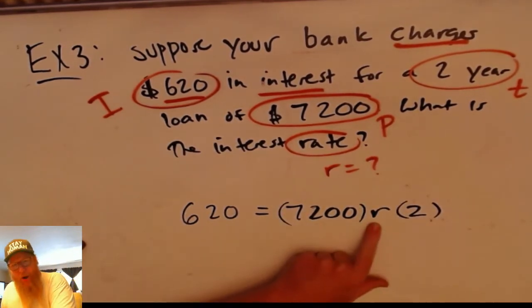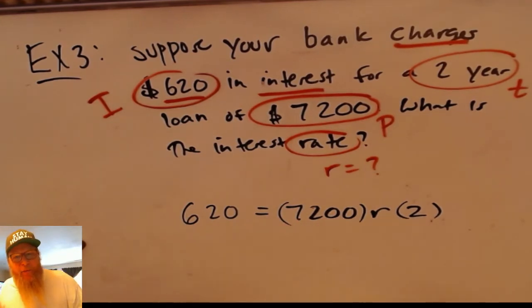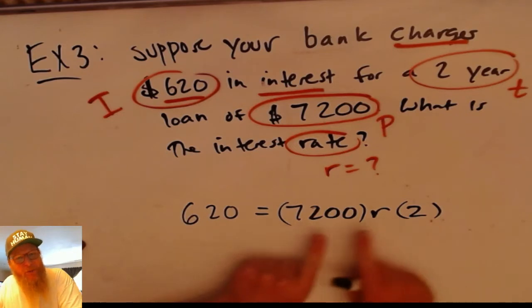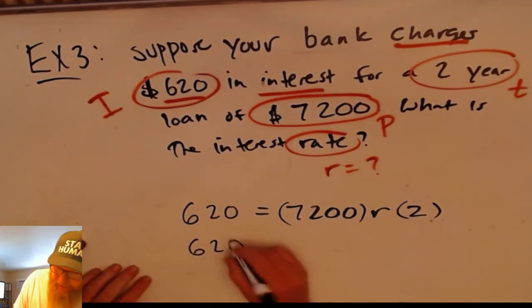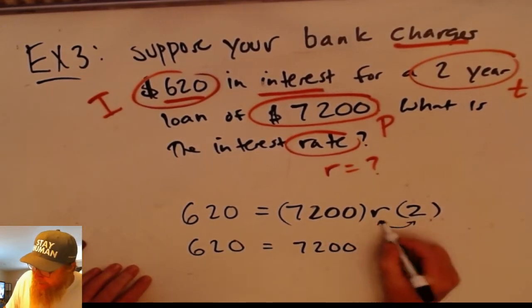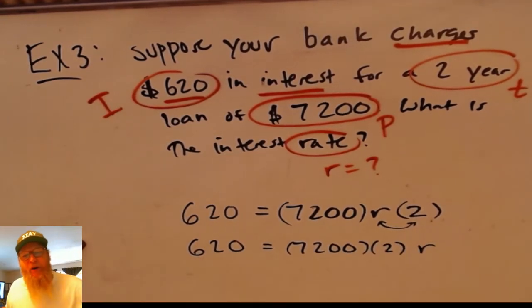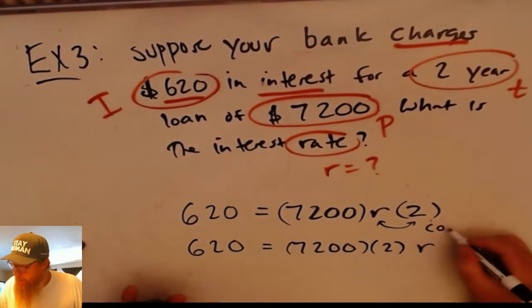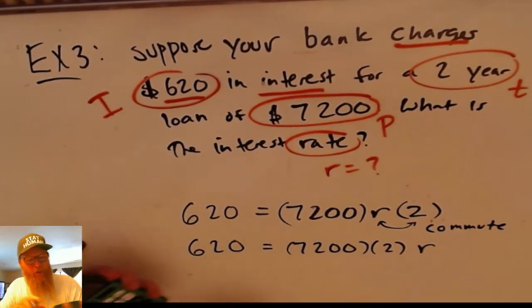Now look how R looks kind of stuck, sandwiched between them. And so remember, multiplication is commutative. You can rearrange the order and get the same values. So we're going to use the commutative property to change the order here: 7,200 times 2, and then R. This is called commuting, to change the order.